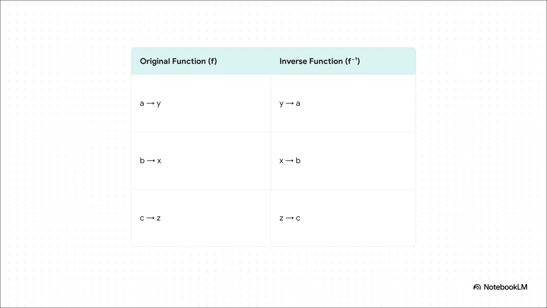So if your original function maps a to y, b to x, and c to z, its perfect pairing means we can just reverse all the arrows. The inverse function will take y and give you a right back. It'll take x and lead you back to b. You can always get back to exactly where you started.